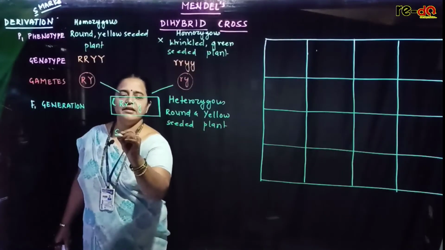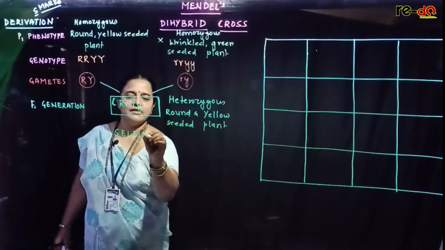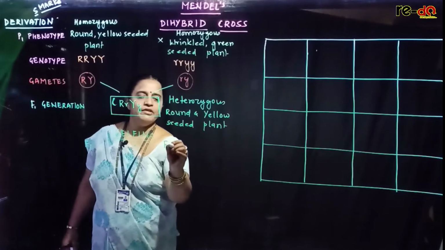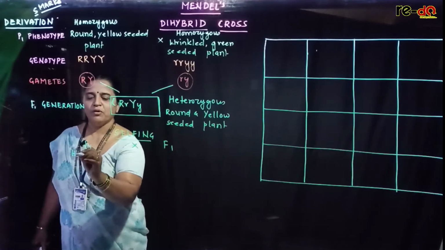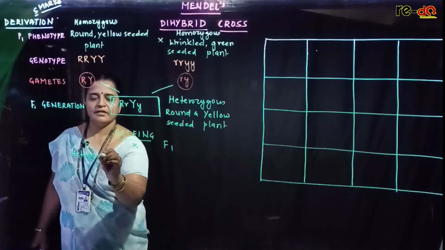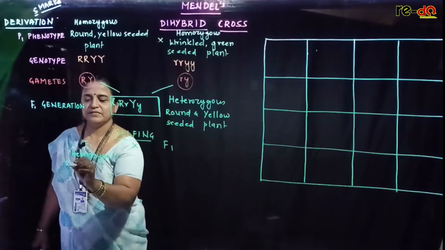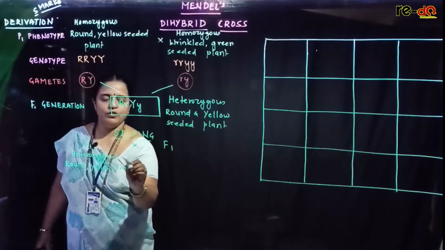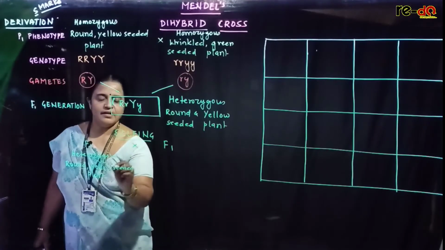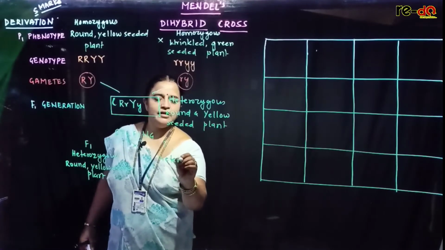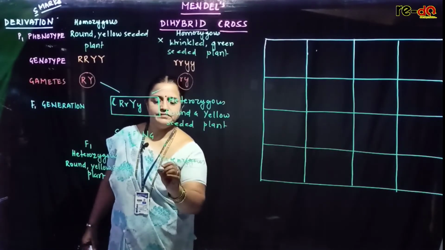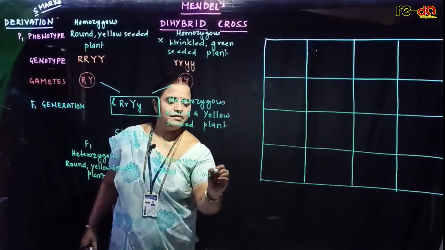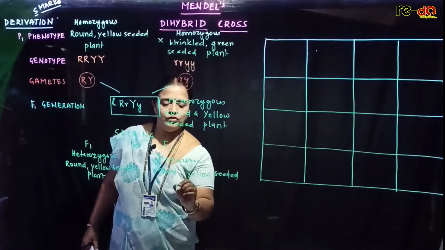Then what did he do? He allowed selfing. Selfing is hybridizing F1 or allowing self-pollination. Both F1 plants are heterozygous, round, yellow seeded. Here also we need to write heterozygous, round, yellow seeded plant.